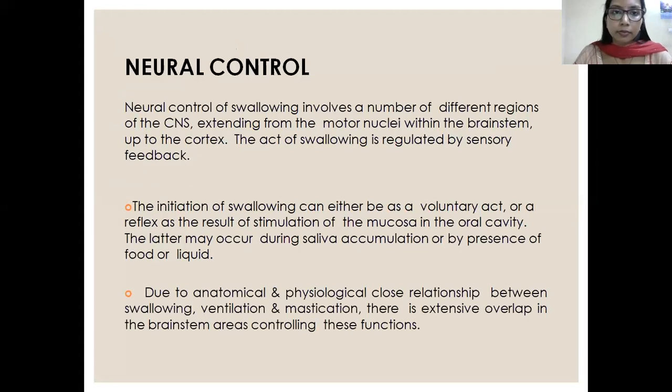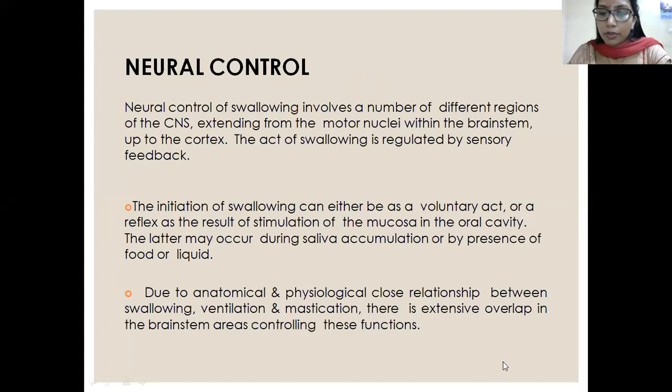The neural control of swallowing involves a number of different regions. These regions extend from the motor nuclei within the brainstem and go up to the cortex. The act of swallowing is regulated by sensory feedback. The initiation of swallowing can either be a voluntary act or a reflex as a result of stimulation of the mucosa of the oral cavity. This occurs during saliva accumulation or by the presence of food or liquid.